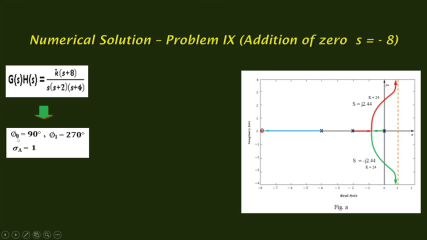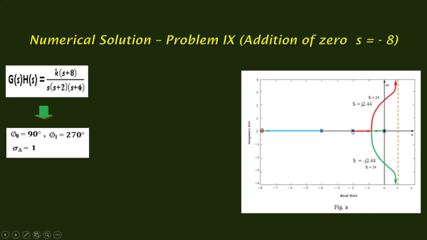Then if q equal to 0, then phi 0 equal to 90. When q equal to 1, then phi 1 equal to 270. Then calculate centroid of asymptote. Centroid of asymptote is 1. Then this is the pole at origin. Another pole is -2 and the third pole is -4. And this is the zero at -8.